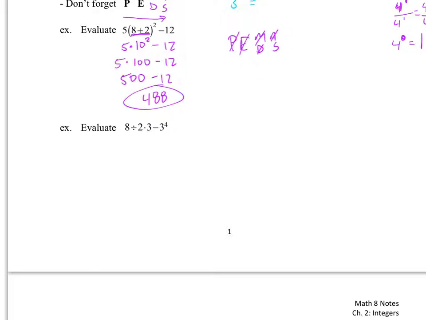8 divided by 2 times 3 minus 3 to the 4th. So 3 to the 4th is 81. What's my next step? Division's next. So 8 divided by 2 is 4. Don't we do multiplication first? Remember when you have both multiplication and division, you work left to right.